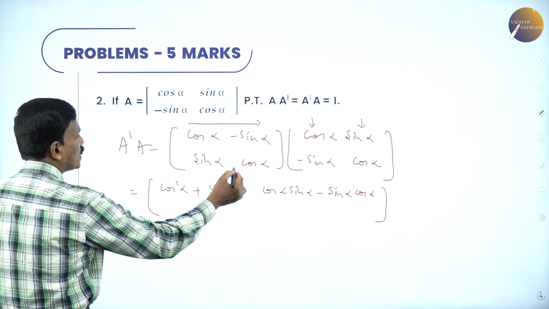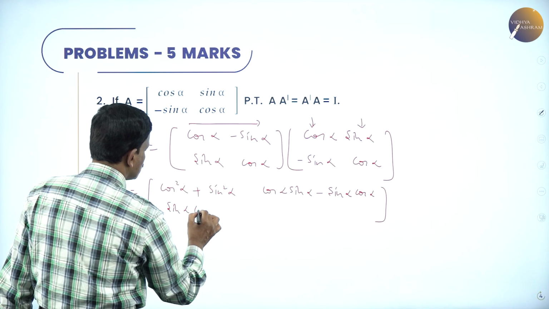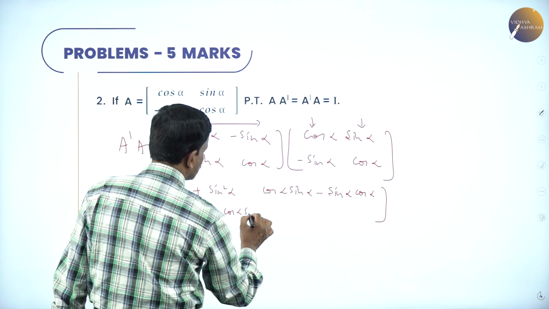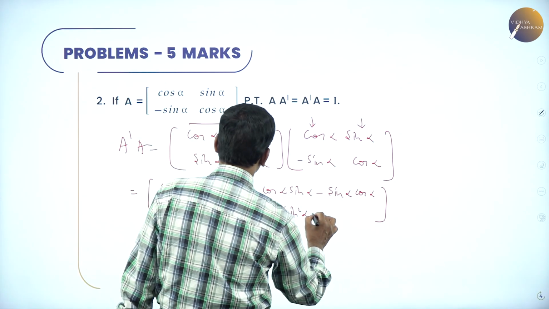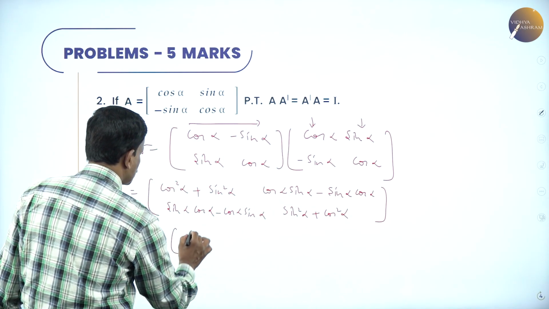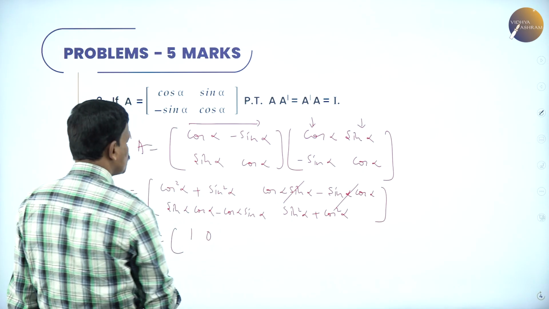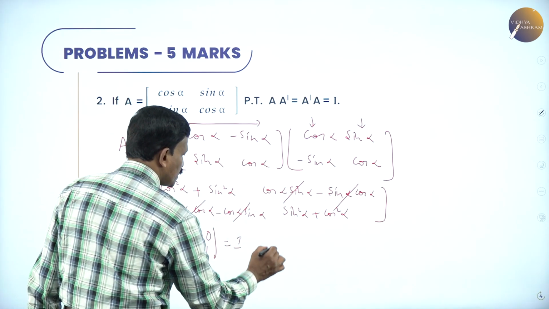Next, second row first column second column, sin alpha cos alpha minus cos alpha into sin alpha. Next, sin into sin is sin square alpha plus cos into cos is cos square alpha. So sin square plus cos square is 1. These two get cancelled, minus and plus, 0. Again these two get cancelled, 0, and this is equal to 1, that's equal to an identity matrix.